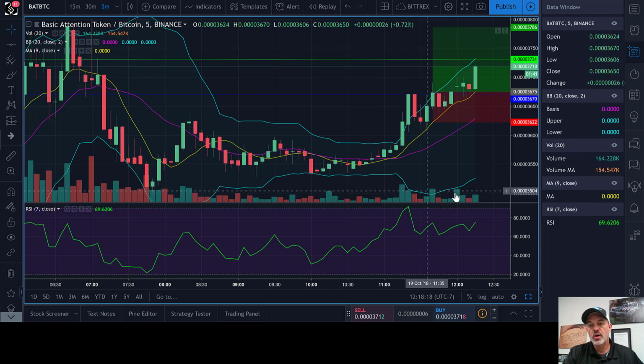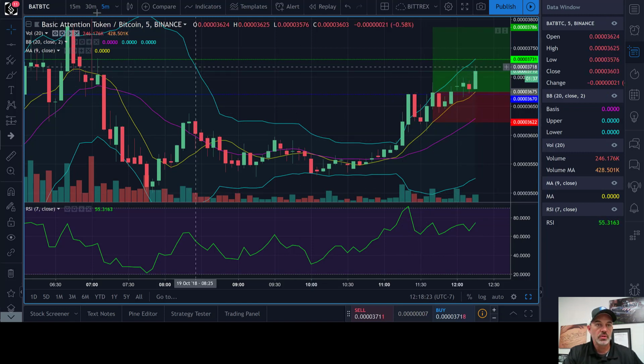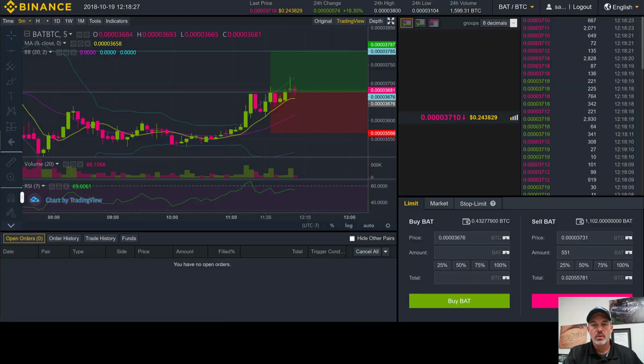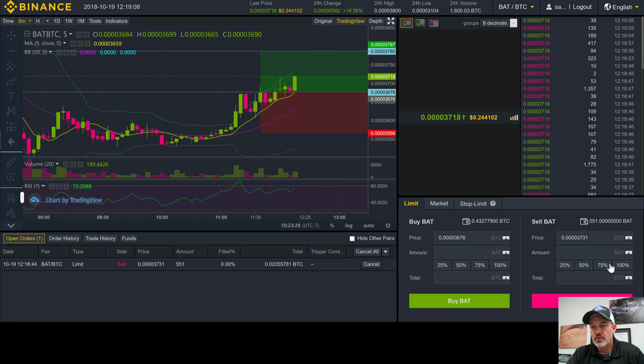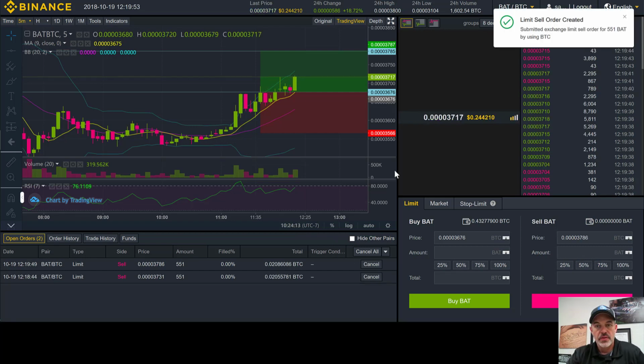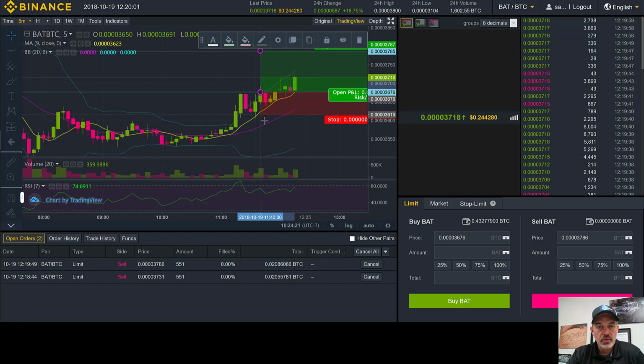If we see all the higher volume candles have this bigger push, and jump back over to Binance. And then we'll put the limit sell for the remaining 50%. And this is extremely laggy. We're going to move our stop up to match what we did over on TradingView.